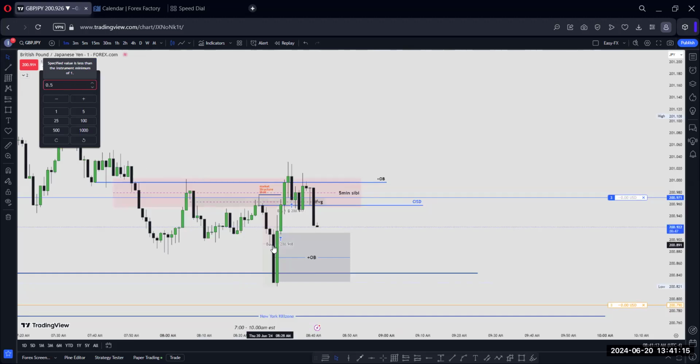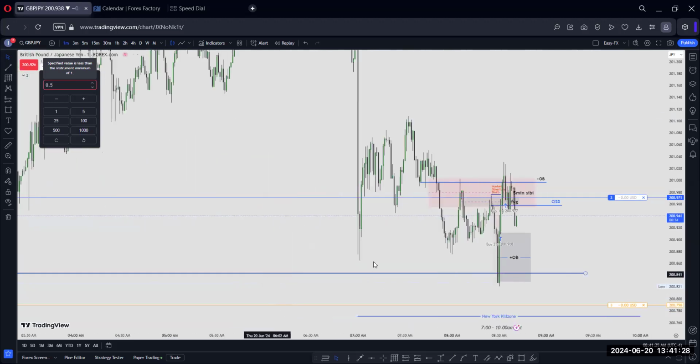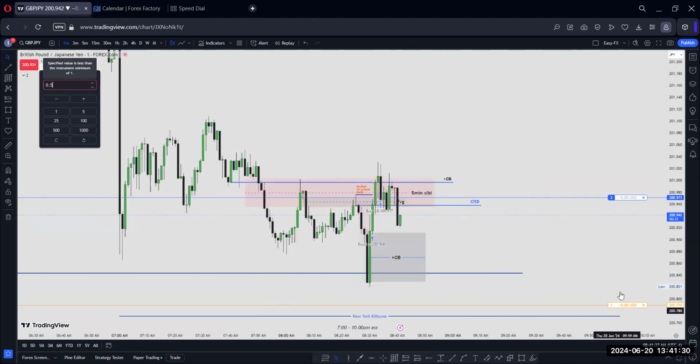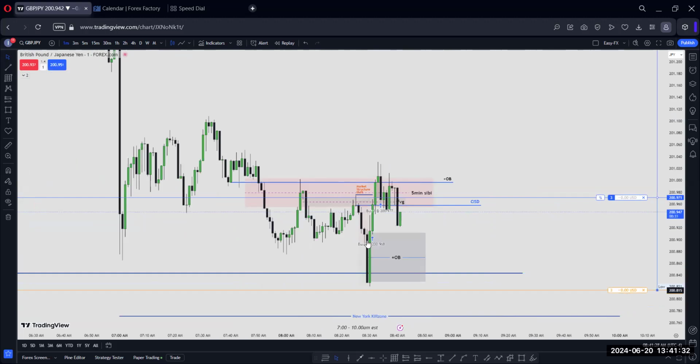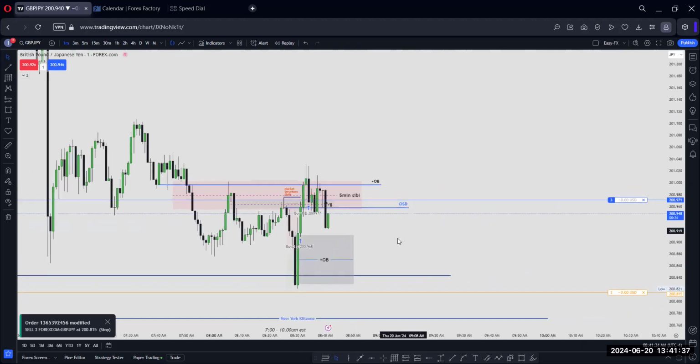So I bought here at first, and when price was dropping down, I bought again. And if price decides to drop deeper into discount again, I'm going to buy. And I'm going to have my stop losses right here below the order block. Let me adjust it a bit below the order block. And this is where my setup will be invalidated. All right, so that is it.